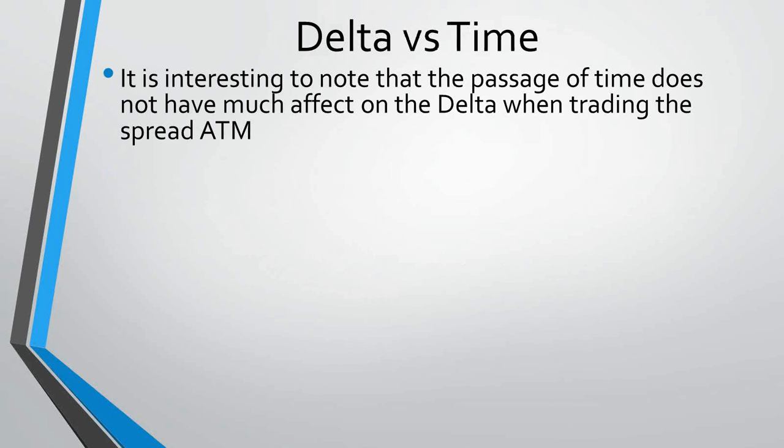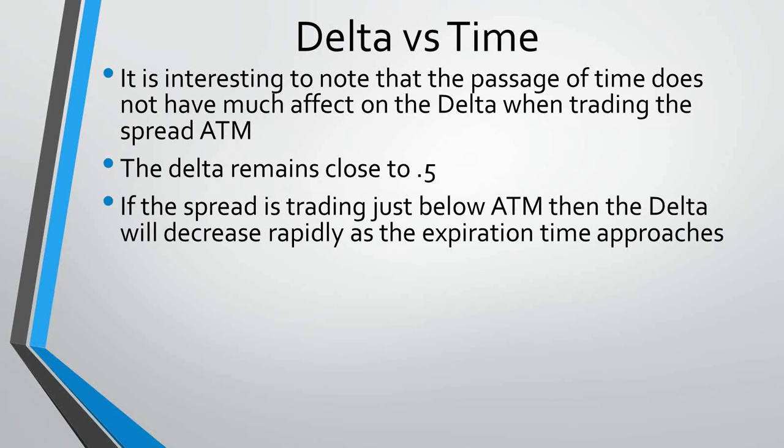It is interesting to note that the passage of time does not have much effect on the delta when trading the spread at the money. This is something you can just remember. The delta remains close to 0.5, and I'll show you this graphically.